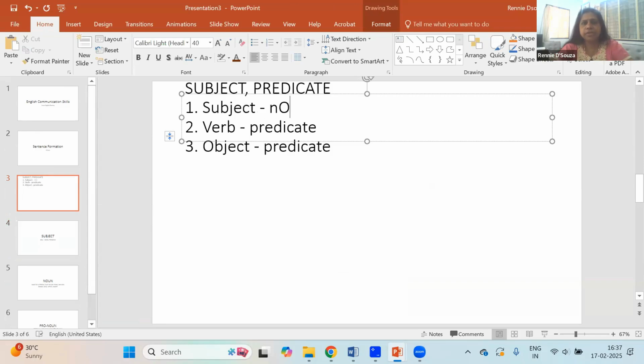Now in subject we have seen there is noun and pronoun. Noun or pronoun will come in the subject, and the next part is verb, and the third part is object. So verb and object come under predicate. Now let us see verb.